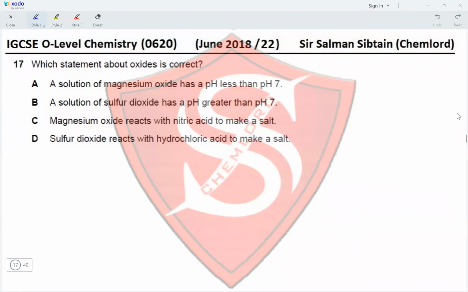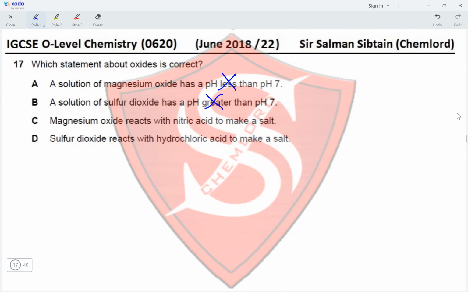Question 17. Which statement about oxides is correct? A solution of magnesium oxide has a pH less than 7. Magnesium oxide is basic in nature. It would have a pH greater than 7. So this is incorrect. A solution of sulfur dioxide has a pH greater than 7. Sulfur dioxide is an acidic gas. So when it dissolves in water, it would form a solution with a pH of less than 7.